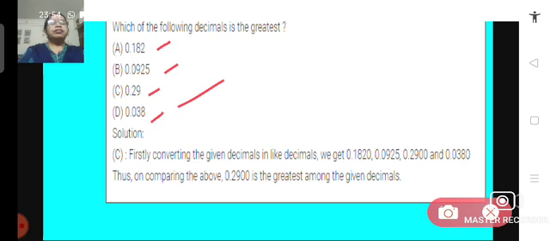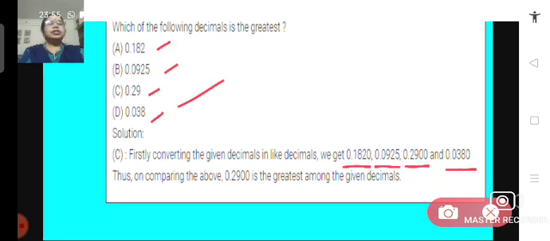First we have to convert given decimals as like decimals. That means they should have same number of digits after the decimal point. So when we turn them into like fractions, what do we get? We get 0.1820, 0.0925, 0.2900 and 0.0380. So when we compare them, what do we find?